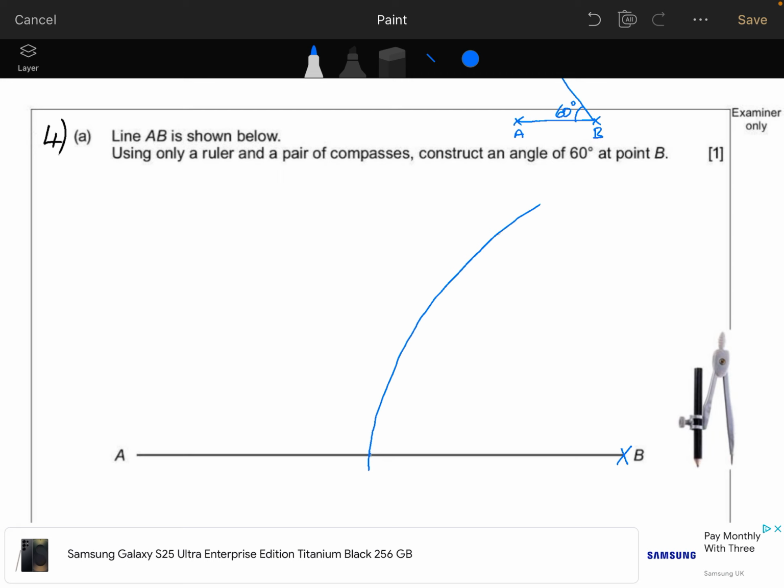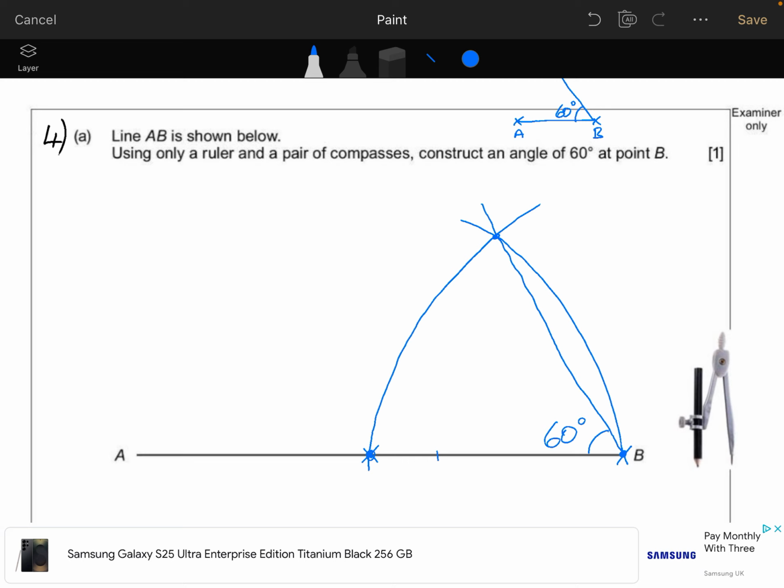Next, I take my compass, I don't change the size of it, and I go to this point, and I'm going to draw a curve the other way. So I've got a curve going this way, something like that. What I've now done is construct what would be an equilateral triangle, where all three sides are the same length: from here to here is the same as there to there, and also from B to that point. If I now draw a line from B up to that point, obviously you would use a ruler, that line would produce a 60-degree angle.